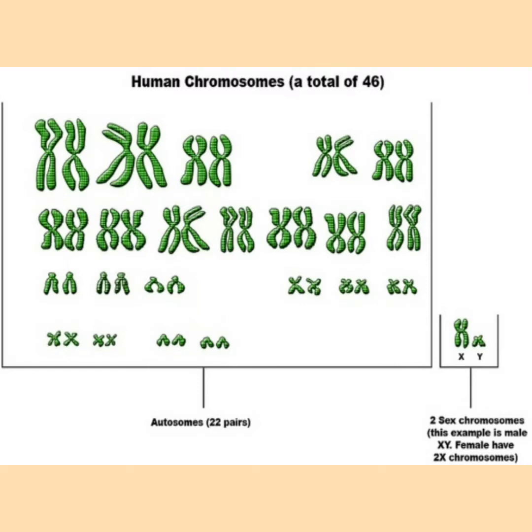You can see here that a human chromosome karyotype consists of 46 chromosomes, that is 23 pairs, out of which 22 pairs are called autosomes, and one pair, two sex chromosomes, is present. In the males, it is XY, and in the females, it is XX.